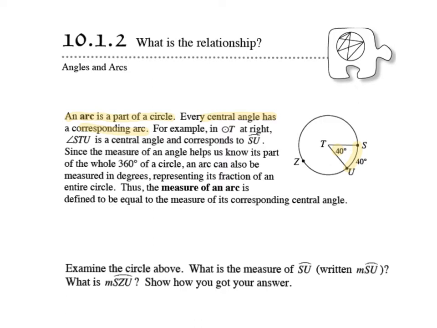Since the measure of the angle helps us know it's part of the whole 360-degree circle, an arc can also be measured in degrees, representing the fraction of the entire circle. The measure of the arc is defined to be equal to the measure of the corresponding central angle. I can identify a central angle by an angle whose vertex is at the center of the circle.